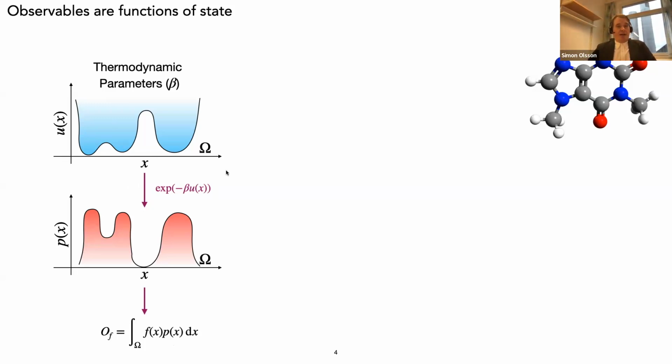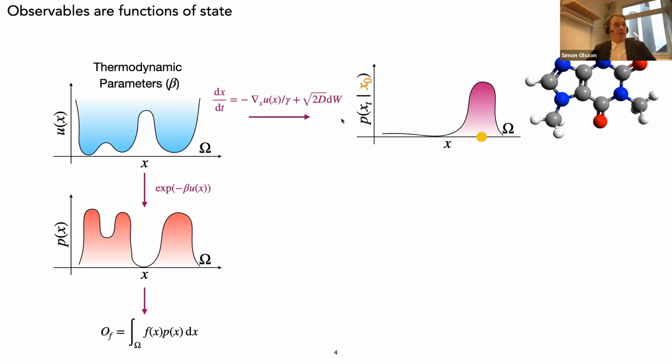But there's also a different class of observables that are characterized by the dynamics of the system when a system is evolving according to, for instance, a stochastic differential equation, such as the overdamped Langevin equation, as I've written down here.